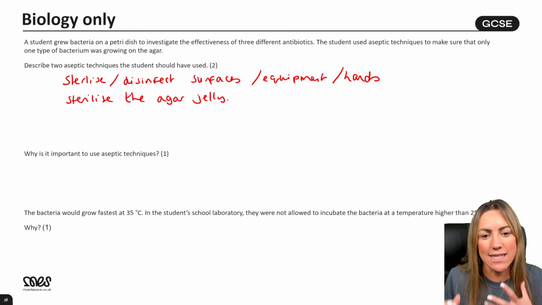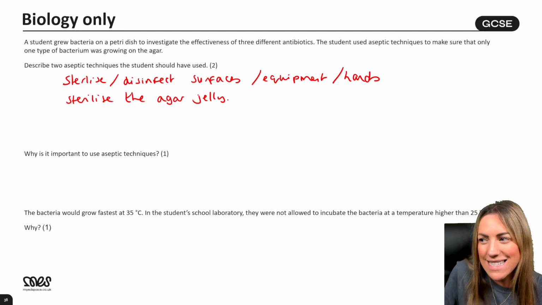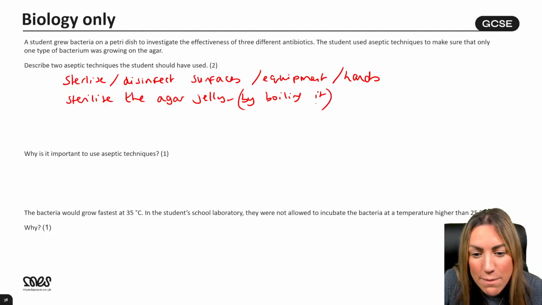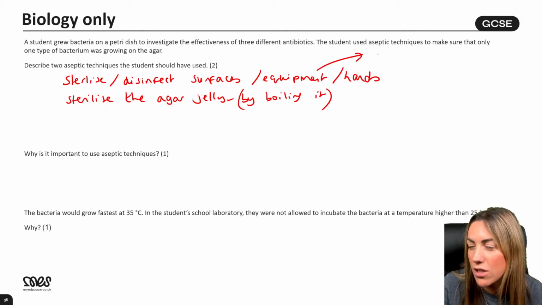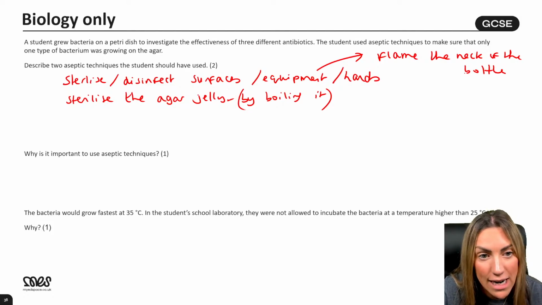You could sterilize the equipment. You could disinfect the work surfaces or your hands. Sterilize the agar jelly. We usually do that by boiling it, by the way. Some of you are giving me examples of how to sterilize the equipment, which is really good. So some of you said flame the neck of the bottle, which is definitely a really good example of sterilizing equipment. Flame the, do any of you know the inoculating loop?